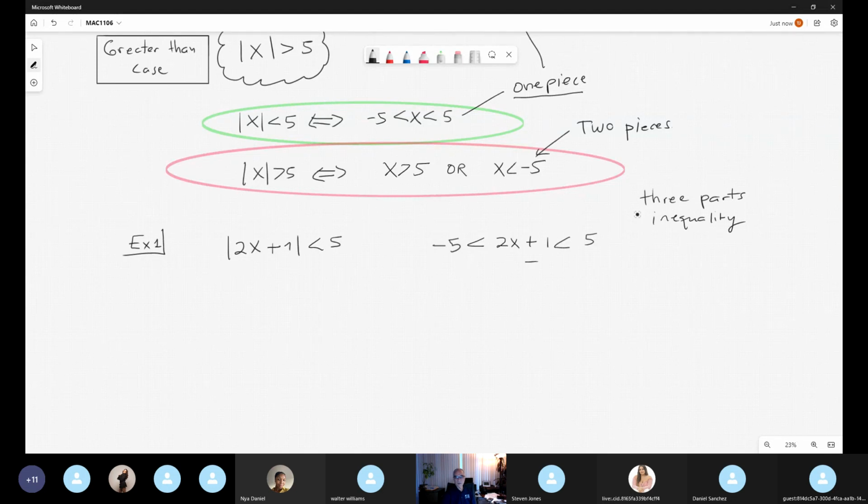You subtract 1. Remember, my goal is to isolate the x. It's negative 6 on the left, and that's down to x. This is cancelled, that was the intention. And this is 4, because 5 minus 1 is 4. Divided by 2, divided by 2, divided by 2. It's negative 3 less than x, because 2 divided by 2 is 1, and less than 4 divided by 2 is 2. Bang!